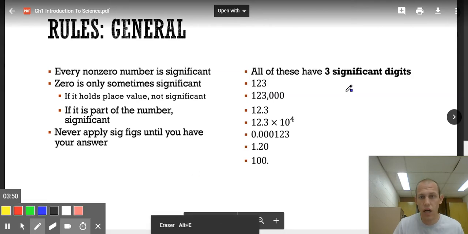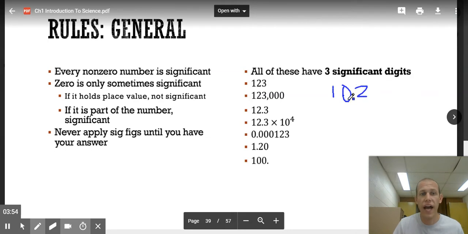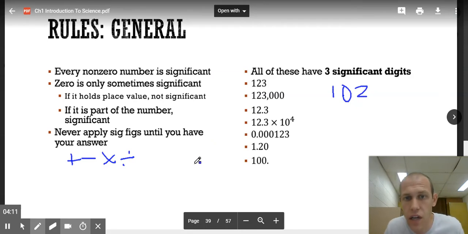For example, in 1, 0, 2, the zero is part of the number. It's not holding a place value. It's actually part of the number. So that is significant. And we never apply sig figs until we have our answer. That's when we're talking about adding, subtracting, multiplying, dividing. However, we're not doing that right here. We're just counting sig figs.